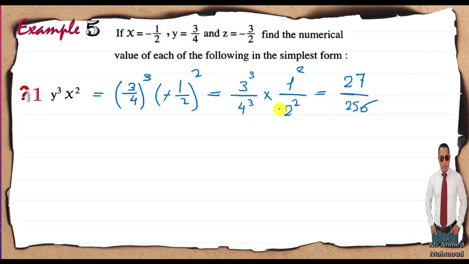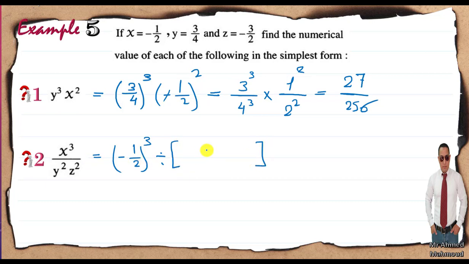And number 2, x to the power of 3 over means divide. So it will be like this: x to the power of 3, (negative 1/2) all to the power of 3, divided by y to the power of 2, (3/4) all to the power of 2, times z to the power of 2, (negative 3/2) all to the power of 2, equal.